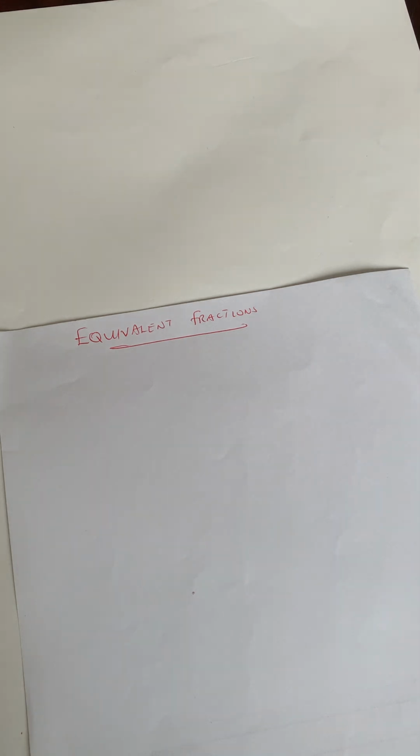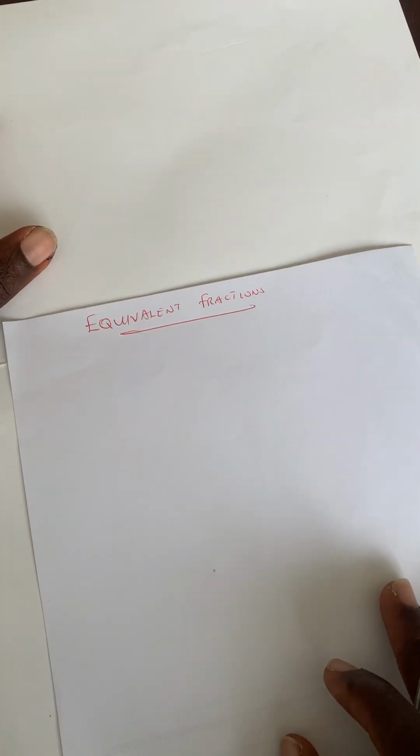Today we are considering equivalent fractions. An equivalent fraction is a type of fraction that looks at writing a particular fraction in so many ways. So we will define equivalent fractions as fractions that have the same value but with different representations. Fractions with the same value but with different representations are called equivalent fractions. So let's illustrate it with a diagram.